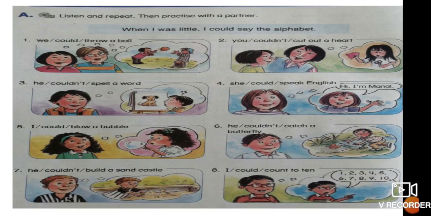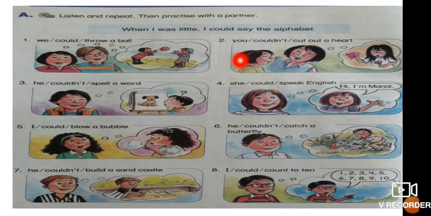Okay, listen and repeat. We will make a sentence like this pattern. When I was little, I could say the alphabet. The first sentence, first picture: we could throw a ball. So I'll say when, when we, was or were? When we were. When we were little, we could throw a ball.